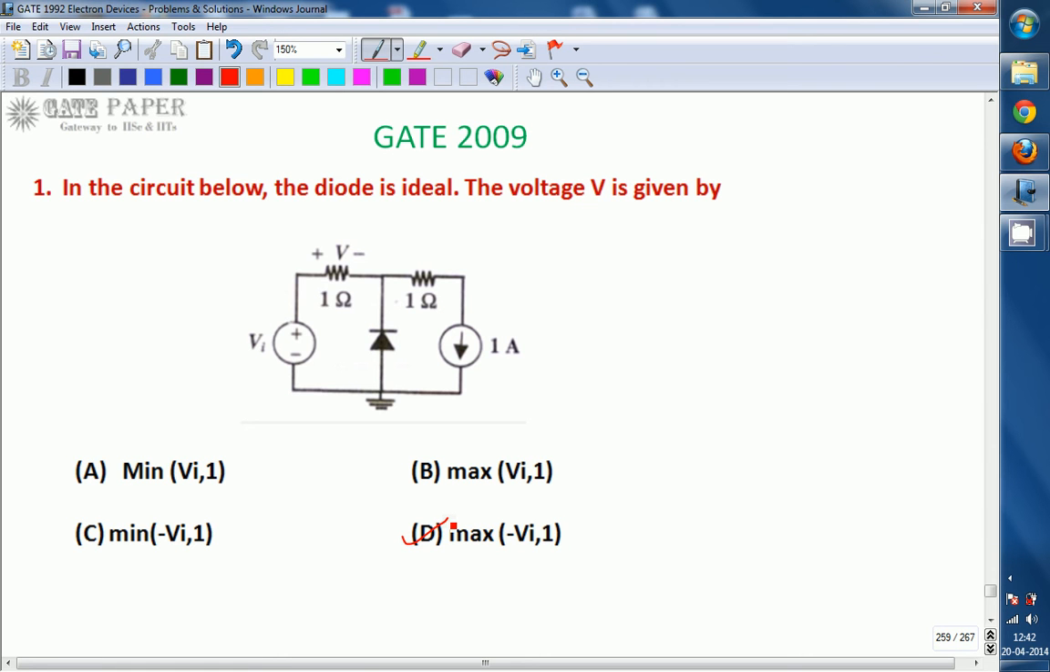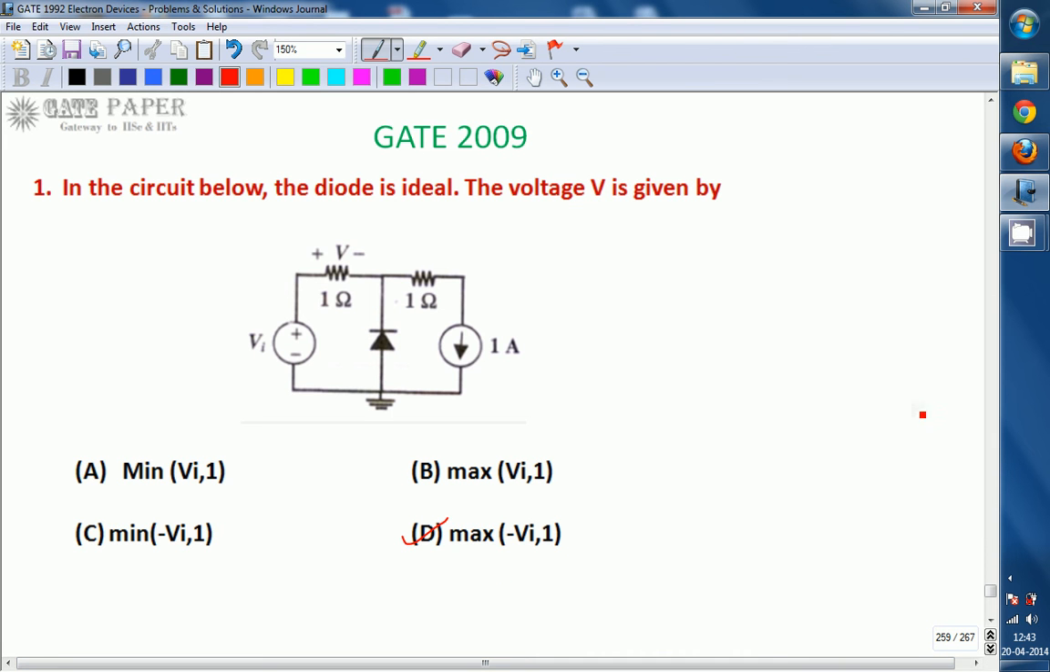Maximum of minus Vi, 1. How will we see this? It is given that the diode is ideal. An ideal diode is nothing but, whenever it is forward biased it acts as a short circuit, and whenever it is reverse biased it acts as an open circuit. Based on this condition, for some input voltage we assume whether the diode becomes reverse biased or forward biased. Based on that we can find the range of V out of these four options. How can D be the answer?